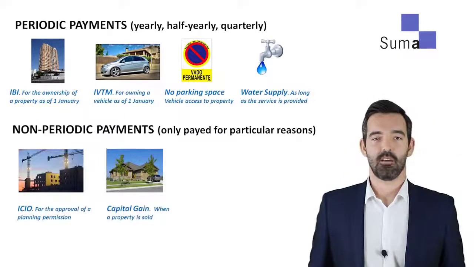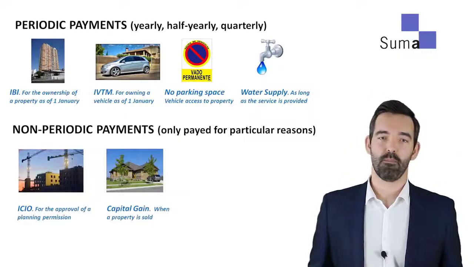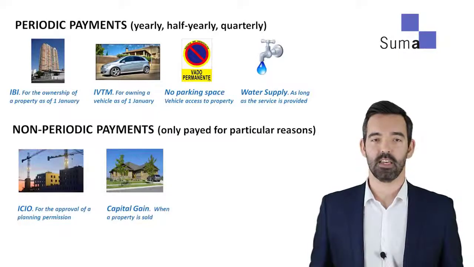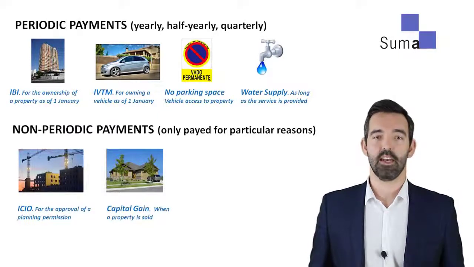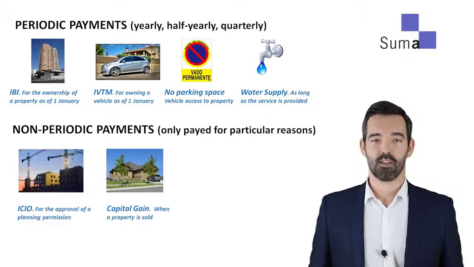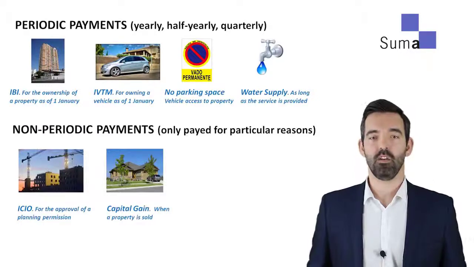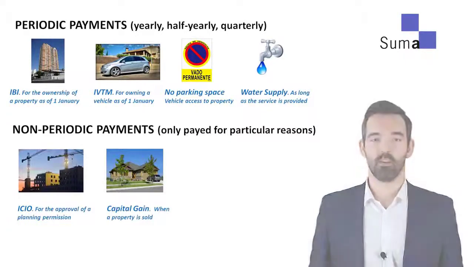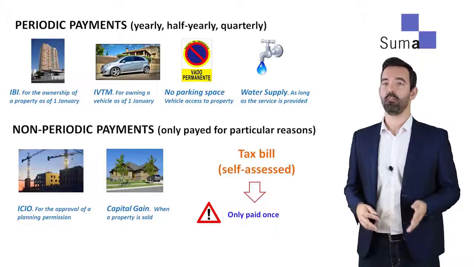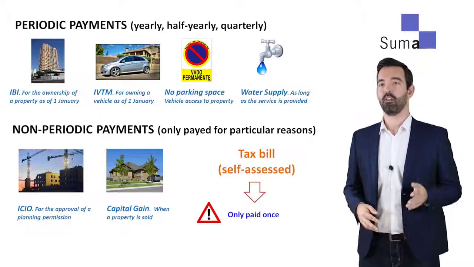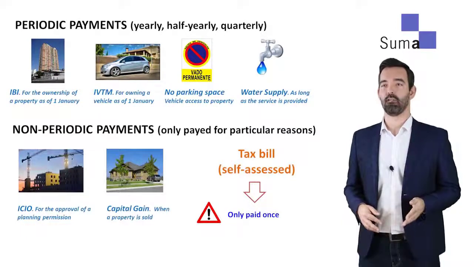We need to point out that there are other payments which are neither periodic nor notified collectively, but notified individually instead. They are only paid once when the cause of the payment appears. For example, the ICIO, tax on building and installations, is only paid when the planning permission is requested, not in successive years. Another example is the capital gains tax, which is only paid when a house is sold. These payment documents, which are not periodic, are called assessments, not bills, and they'll be explained later on.